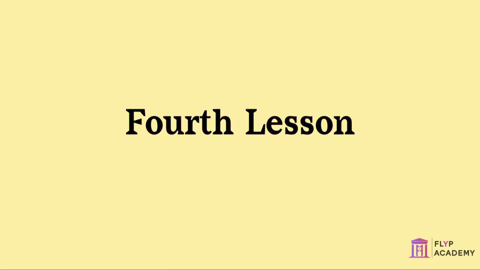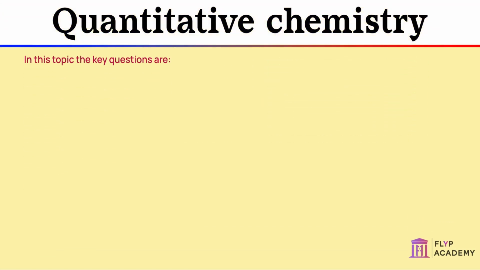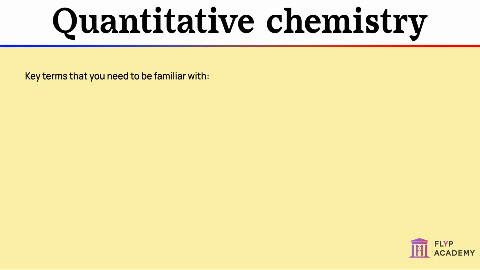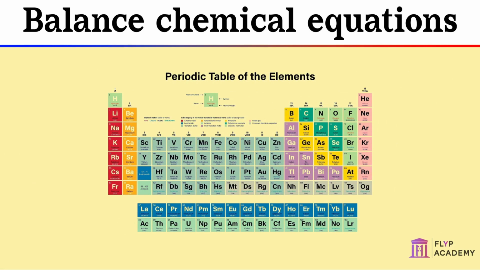Welcome to the fourth lesson of the quantitative chemistry topic. In this topic, the key questions are: 1. How to balance chemical equations. 2. What are limiting reactants? Key terms that you need to be familiar with: balancing equations, limiting reactants. In today's lesson, we will talk about how to balance chemical equations and about limiting reactants.